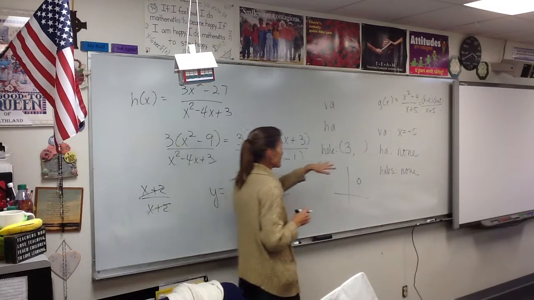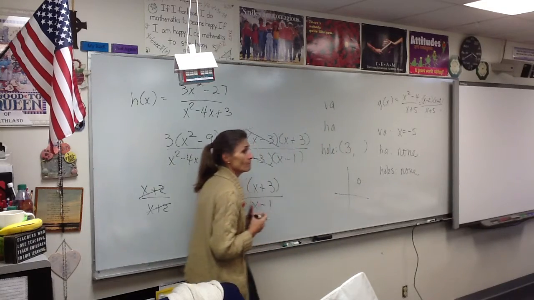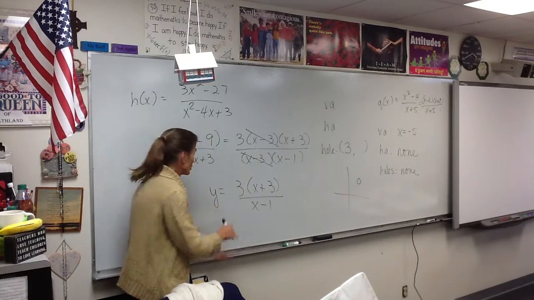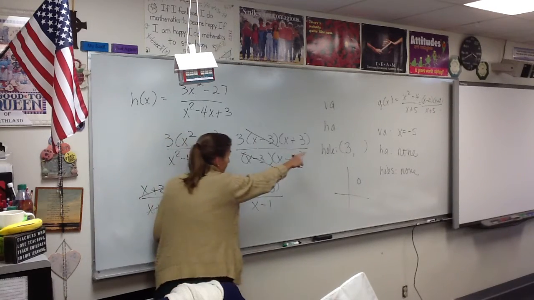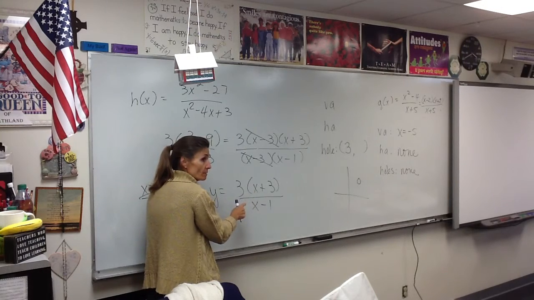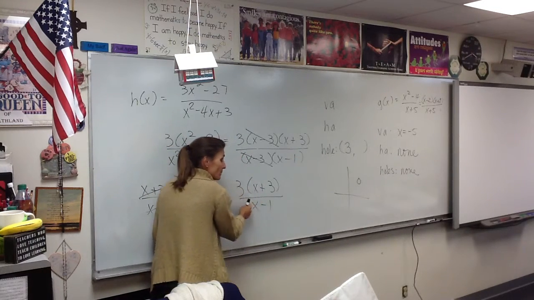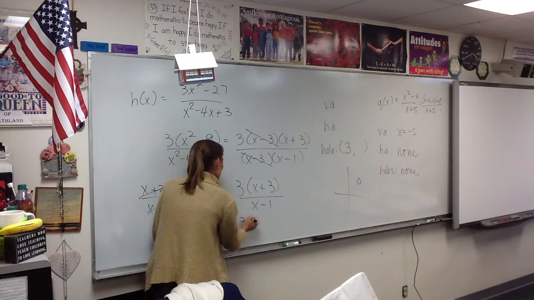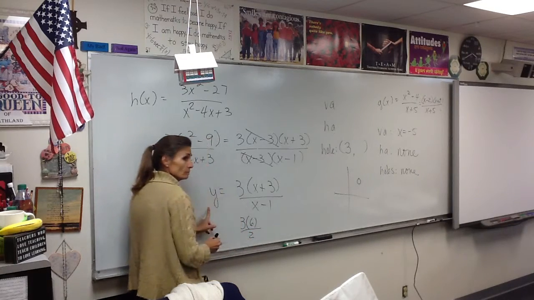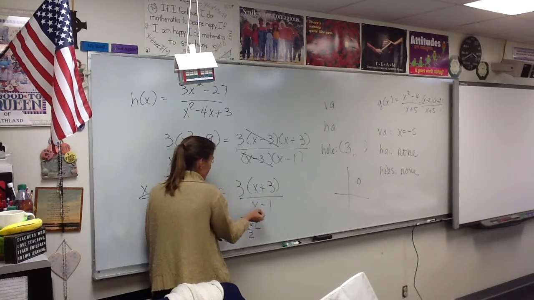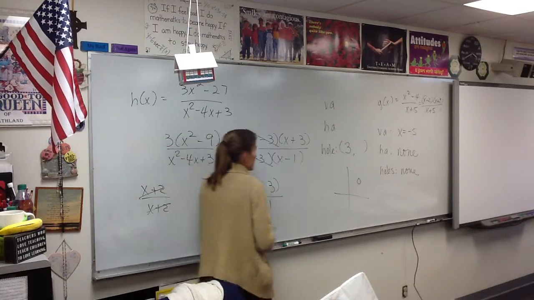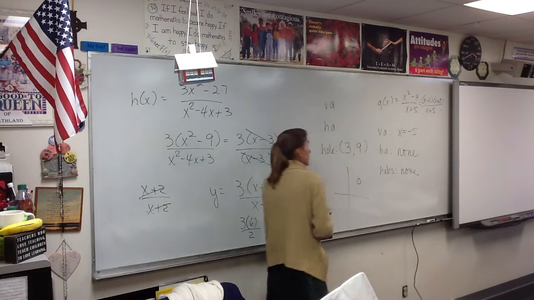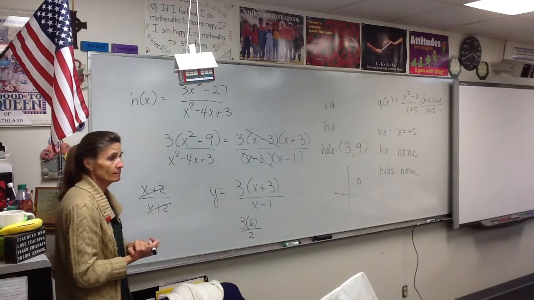Now that's only half the answer though, because you still need a Y coordinate. Here's your equation. Y equals this, right? So how am I going to get Y? I'm going to plug in 3. I'm going to plug that 3 in right here, and that's going to give me Y. So I have 3 times 6 over 2. Put a 3 here, and I got 6. Put a 3 here, and I got 2. So what have I got? 9. So my hole is at 3, 9.